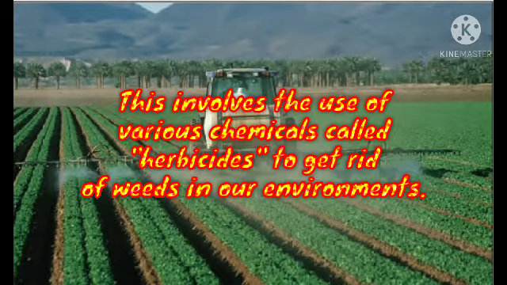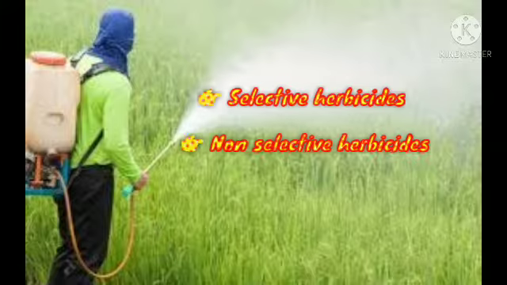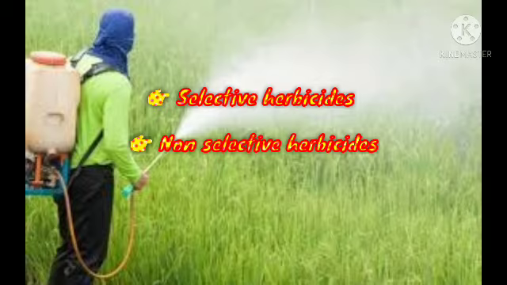Next, we have two types of herbicides: selective and non-selective herbicides. What's the meaning of selective? A selective herbicide can be used after planting, meaning it will select the weeds without killing the crops in the farmland. It will rather kill the weeds or the grasses in the farmland.